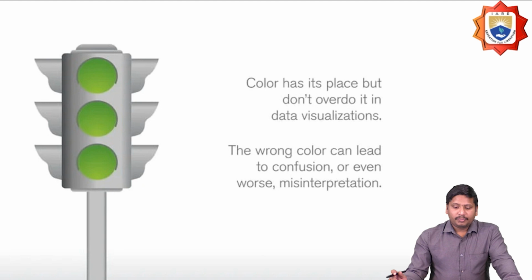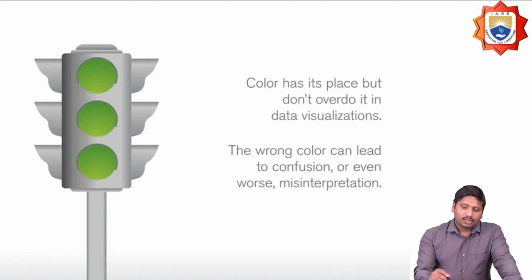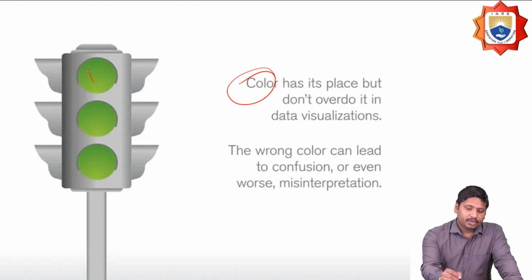What does that mean? Color has a place, but we should not overdo it in data visualization. The wrong color may lead to confusion or, even worse, misinterpretation as well. In data visualization, color plays a very important role. Normally it should be red, yellow, and then green. If instead I use a little bit of pink, light blue, and some other color like light yellow, it may lead to some confusion.